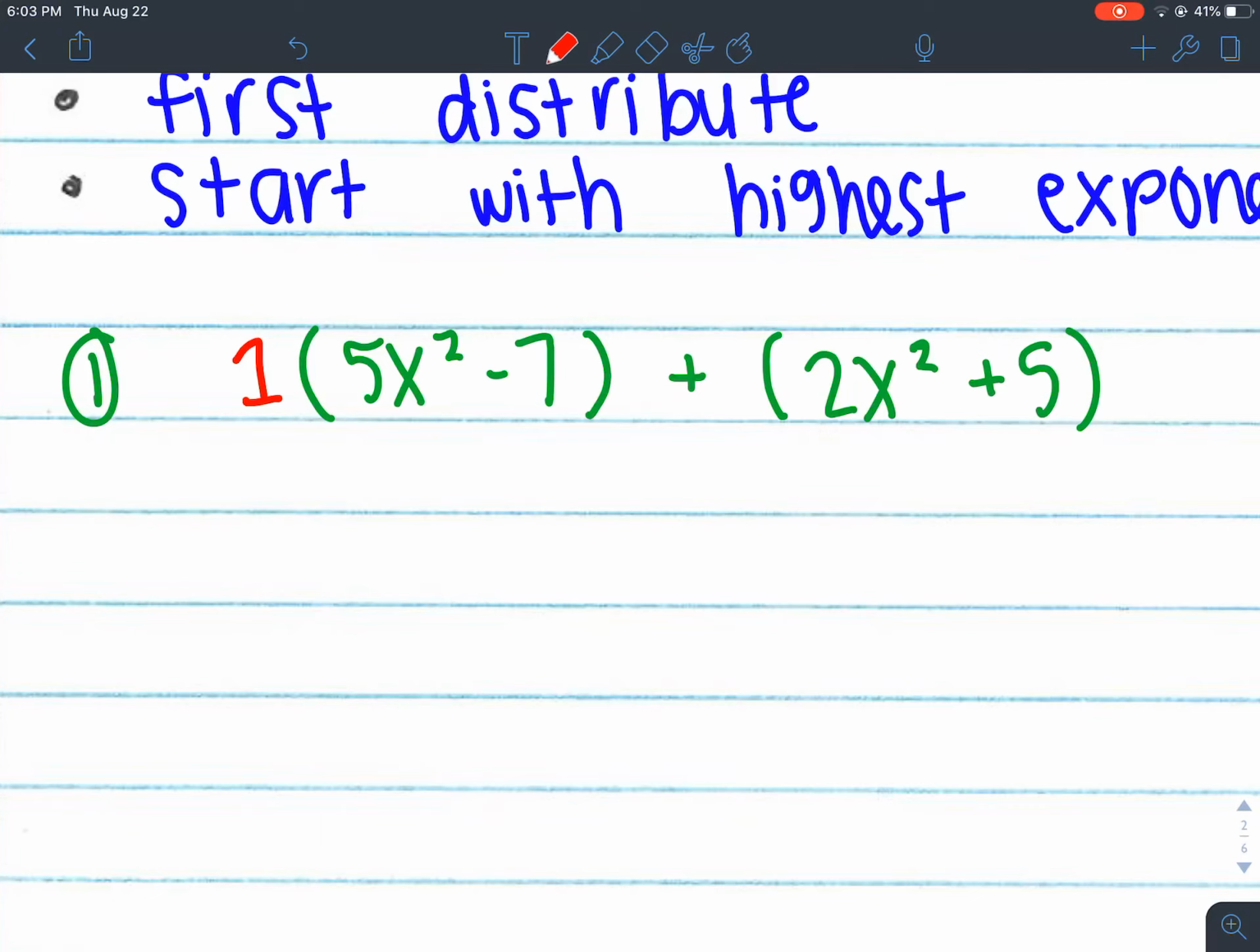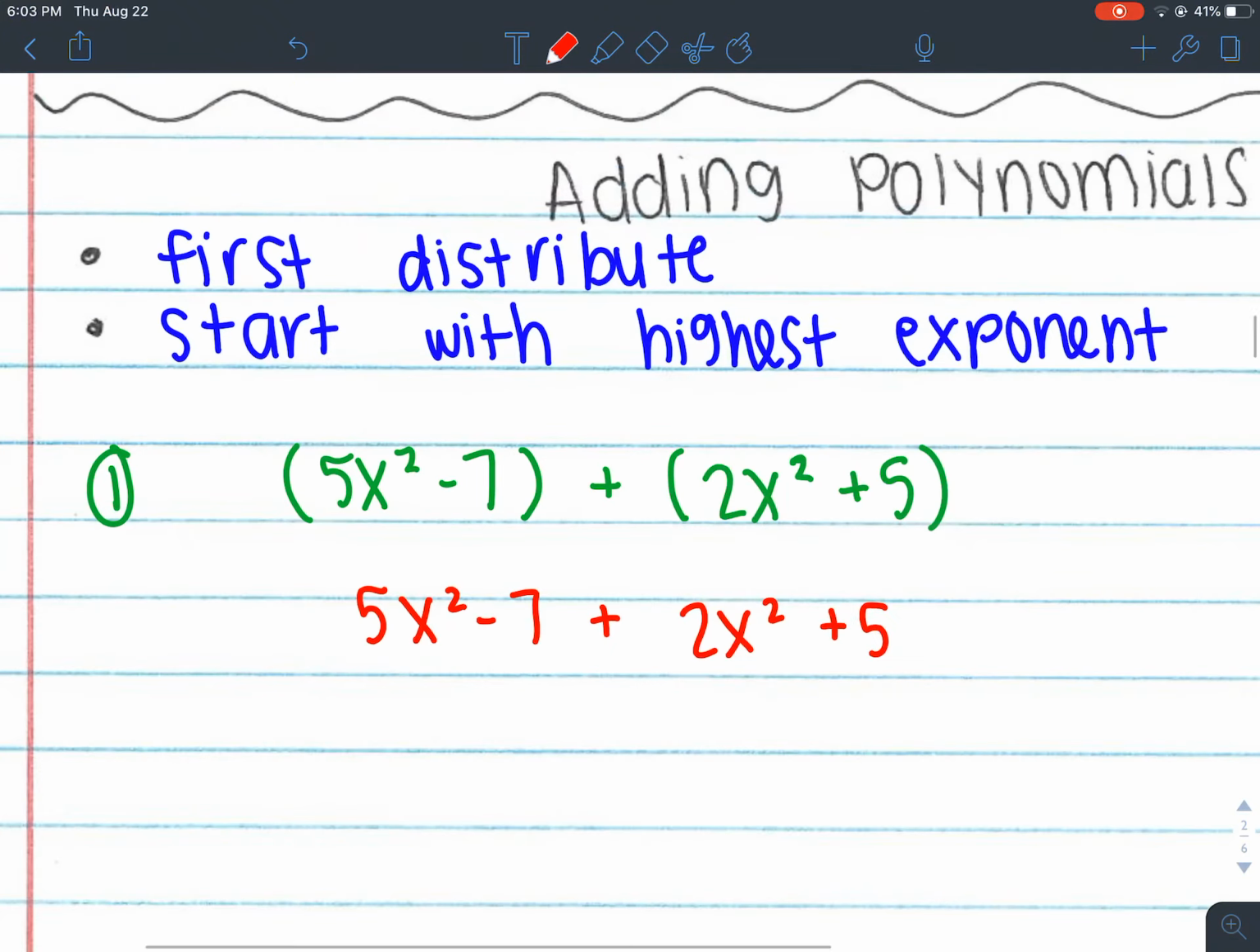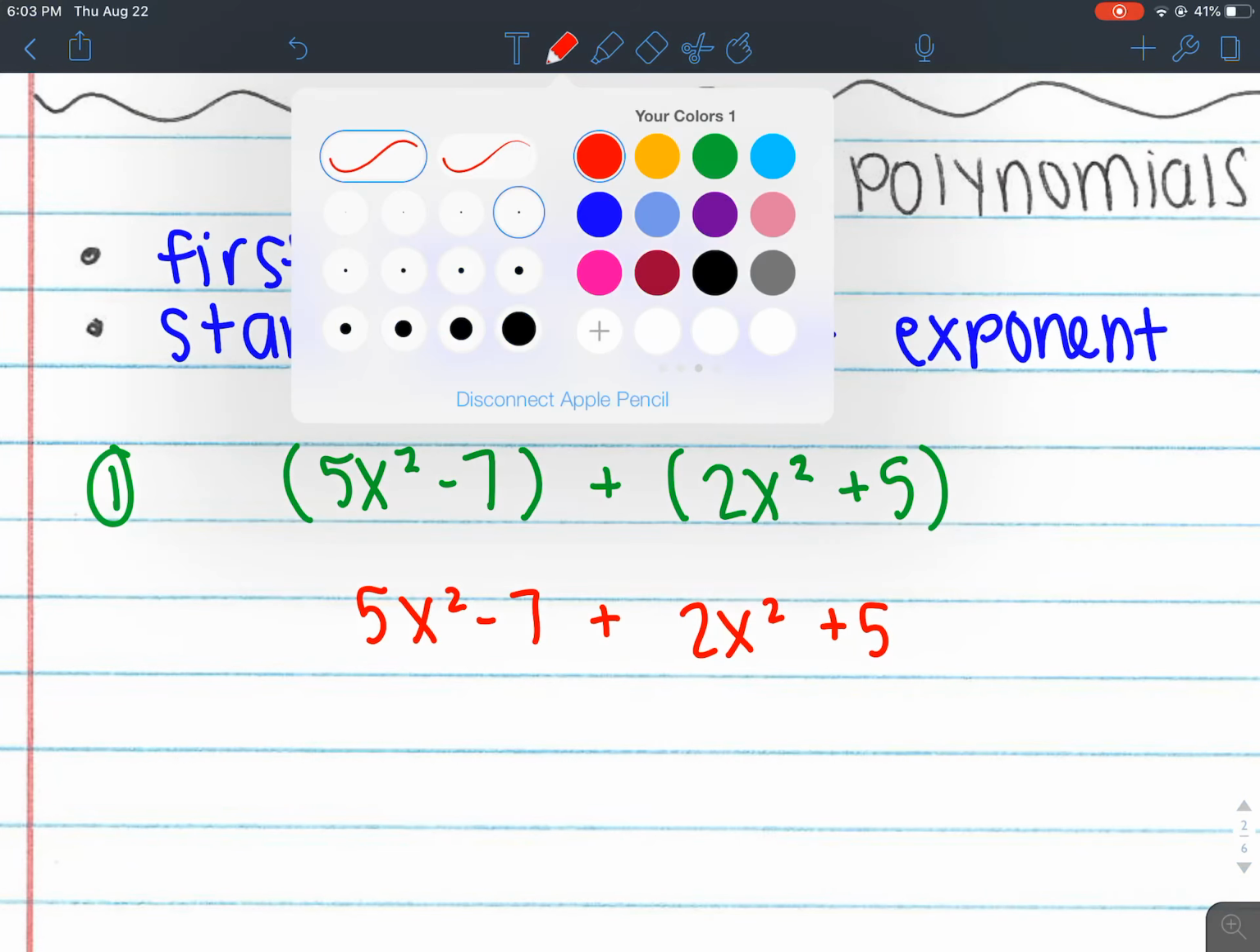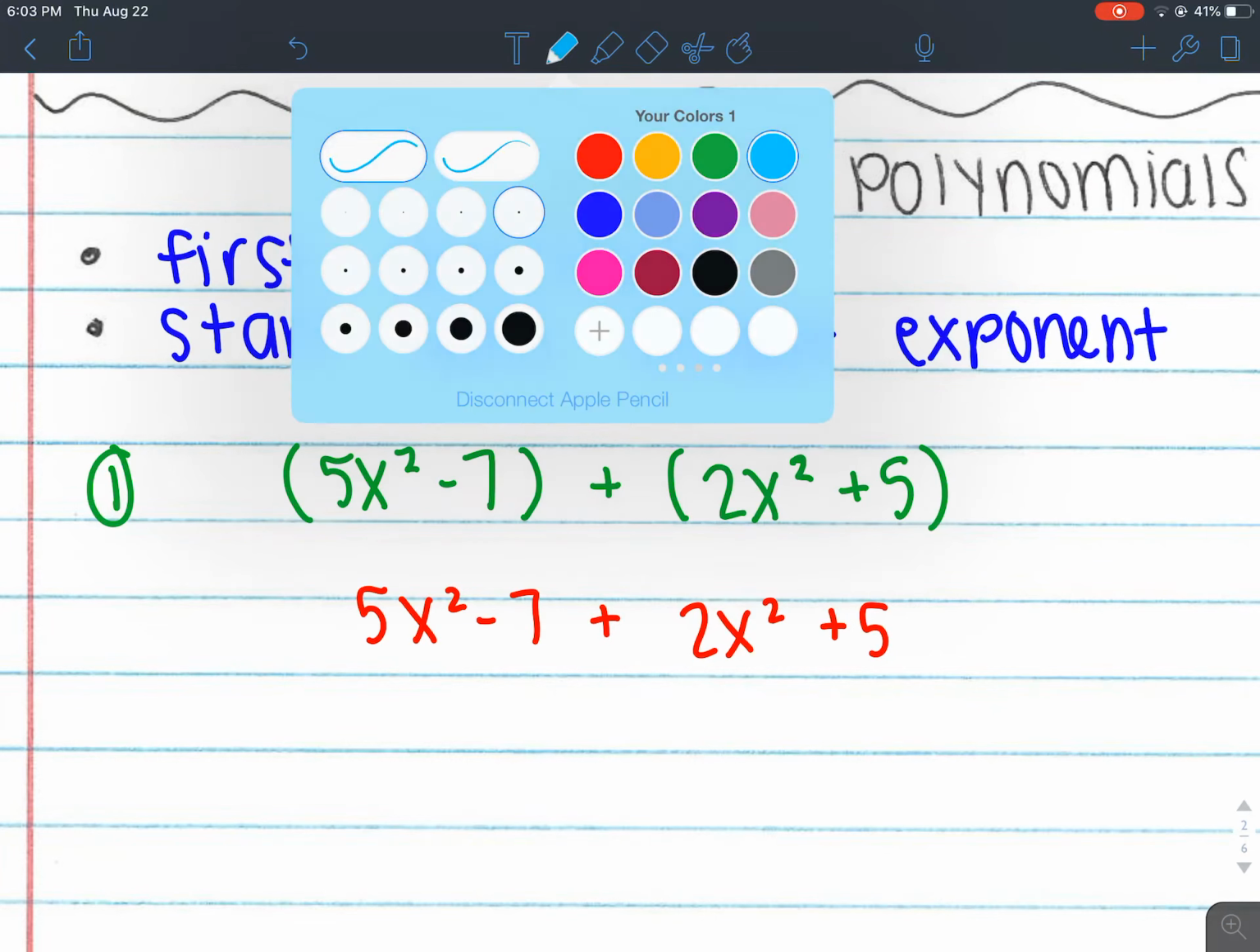It's technically a 1, and there's technically a positive 1 over there as well. Well, 1 times anything is just going to be itself, right? It doesn't change anything. That means I can just drop my parentheses, and I have 5x squared minus 7 plus 2x squared plus 5. Because when I distribute a 1, it doesn't change. That was my first step, was to distribute, and I did that. It didn't change anything. Okay, the next step is to start with the highest exponent.